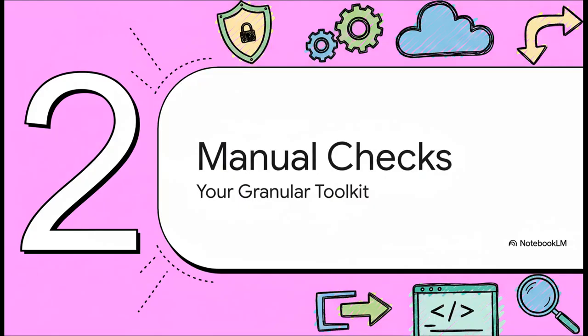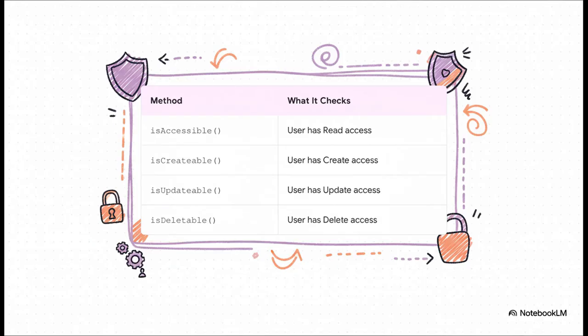So how do we take that control? Well, the first way is to get our hands dirty and manually check for permissions right there inside our code. Let's take a look at the toolkit we have for that. Salesforce gives us this really simple but incredibly powerful set of methods in the Schema class. As you can see, there's one for each of the core actions you'd want to do. Can the user access this? Can they create it, update it, delete it? You can think of these as little security checkpoints that you build directly into your code's logic.